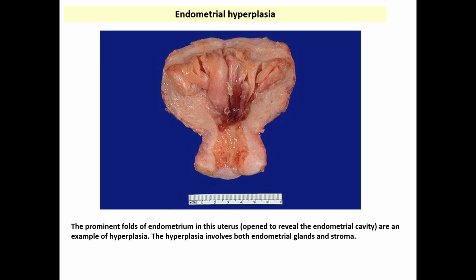Endometrial hyperplasia, this is a gross appearance. We see the uterus here is opened or dissected, and there is a prominent fold of endometrium in this uterus. This is an example of endometrial hyperplasia, of both endometrial gland and stroma.